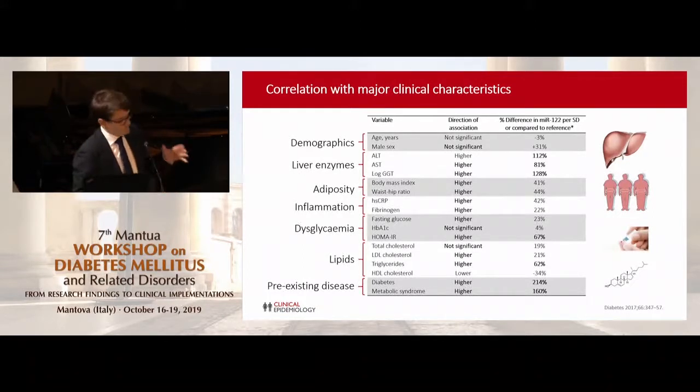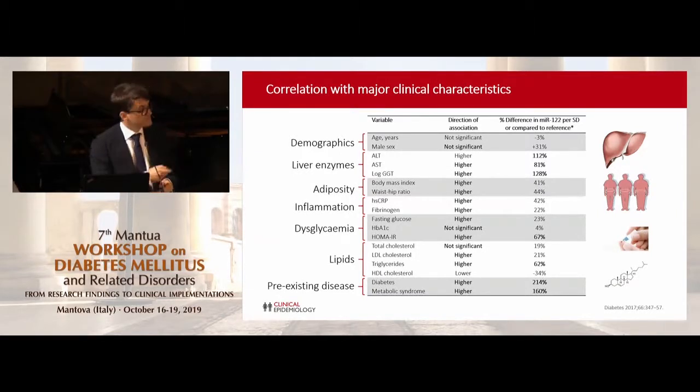Now, let's have a look at major clinical characteristics in these study participants. And you can see here the different categories that we decided to look at, and I just want to walk you through quickly. So you can see here the direction of the association that we observed, and this is the magnitude of association. So these are percentage changes in the microRNA 122 per standard deviation higher level of these characteristics, or compared to a reference group.